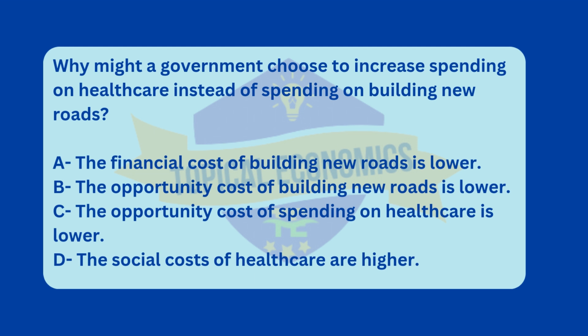Lastly, option D. The social costs of healthcare are higher is incorrect, because the social cost of healthcare is not the primary consideration in this question. The government is deciding between two alternatives, healthcare and roads. While social costs, such as overcrowding, inefficiency, or long wait times in healthcare systems, could be relevant, the question is more focused on the opportunity cost of the choices rather than comparing the overall social costs of each option.